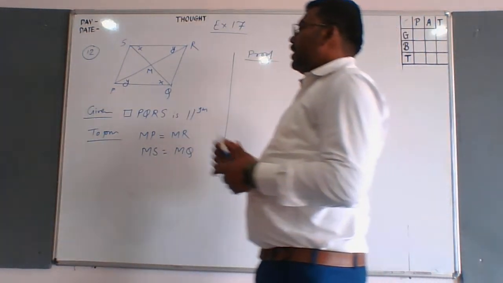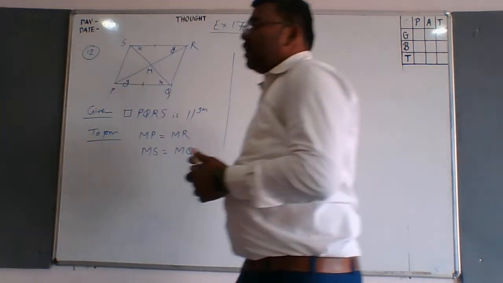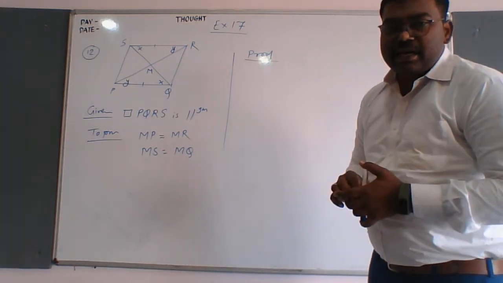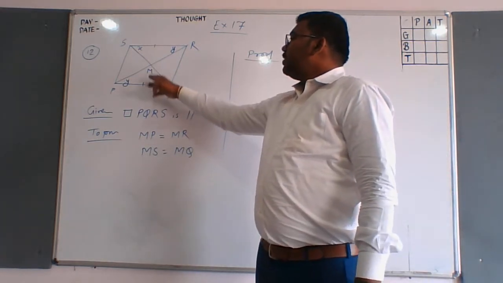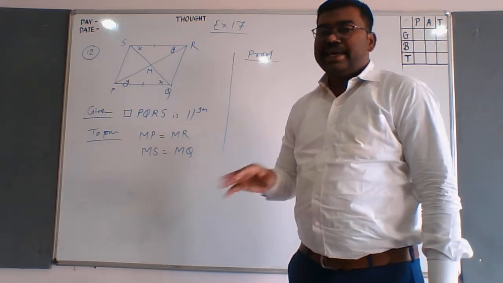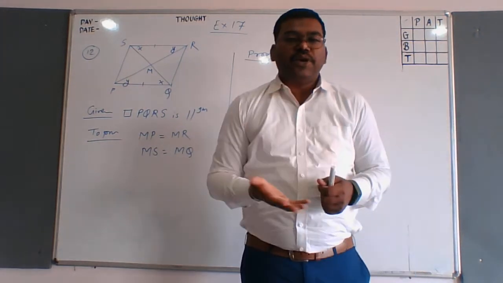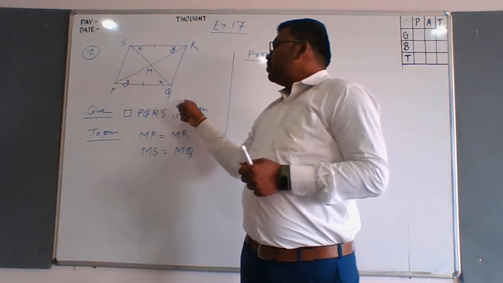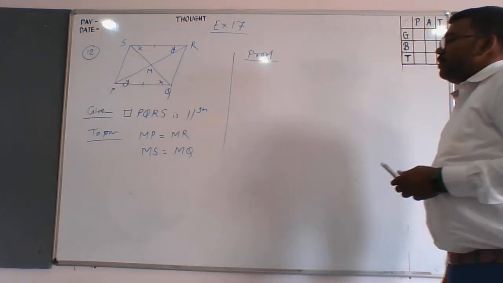And SR equals PQ. That means opposite sides are equal in the parallelogram. So therefore we can say that these two triangles are congruent by the SAS test. Since the triangles are congruent, their corresponding sides are congruent. Hence, MS equals MQ and MP equals MR will be proved.